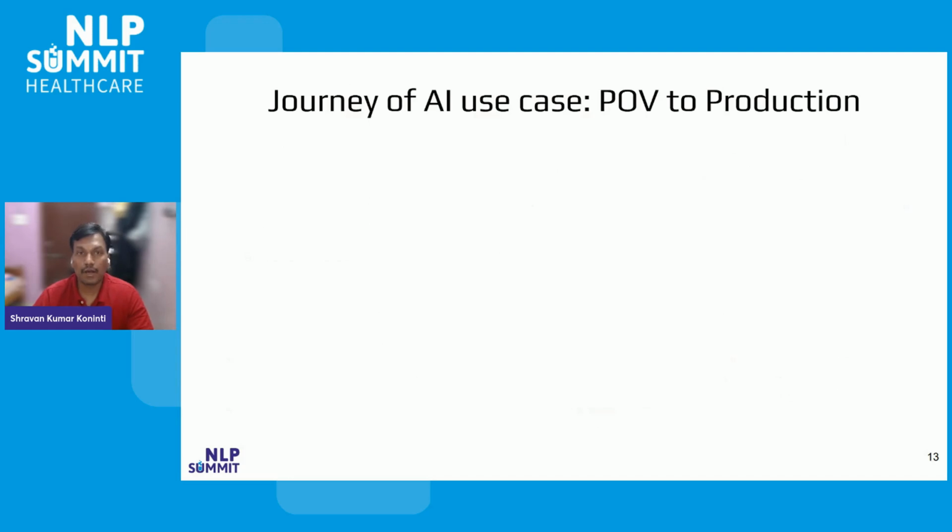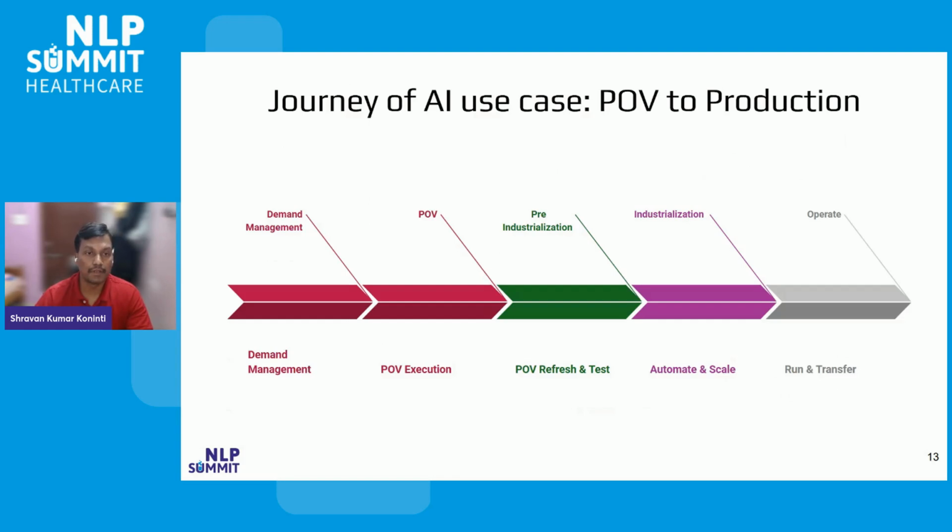Now let us look at how any AI use case moves from proof of value to production, right? This is how the AI use case will be moving. First, we'll have the demand management. So here is the place where we go to the customers or the stakeholders, you get the demand from the customers, and then you evaluate the business use case, right? And this evaluation can take weeks or months. And then once you have finalized the business use case, you'll go to the proof of value stage or a proof of concept stage.